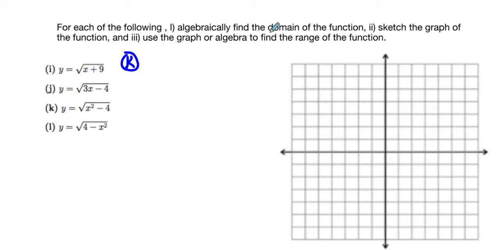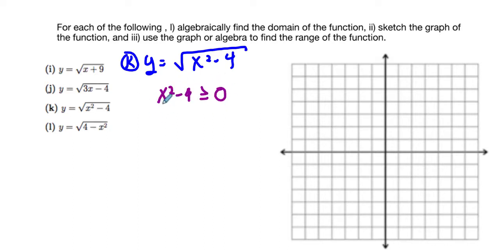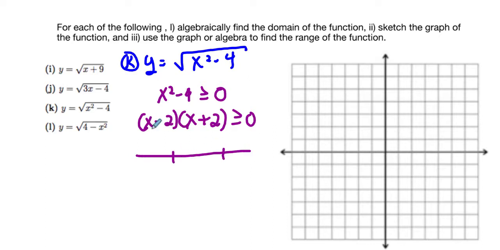Okay, y is equal to the square root of x squared minus 4. Start the same way: set what's underneath the radical so that it's greater than or equal to 0. This is a difference of squares, so it factors to x minus 2 times x plus 2. Now, when I have two terms that need to be greater than or equal to 0, I need to do a sign diagram. When I have a quadratic underneath the radical, always do a sign diagram.